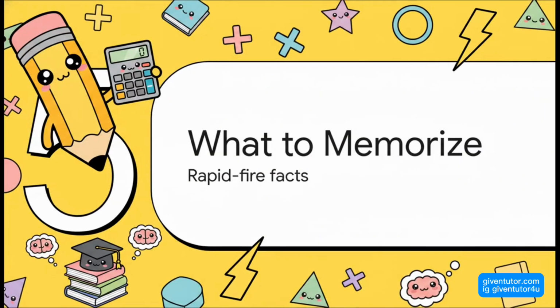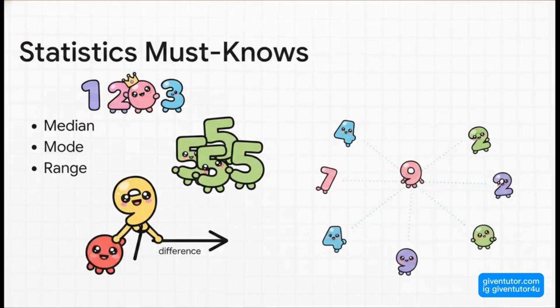And finally, we are at Section 5, what you must memorize. For statistics, having your definitions memorized is basically half the battle. Remember, the word median literally sounds exactly like middle. The mode is just the most frequent number. The range is the highest number minus the lowest. And standard deviation, that's really just how spread out the numbers are. Lock these in before you walk into the testing center.